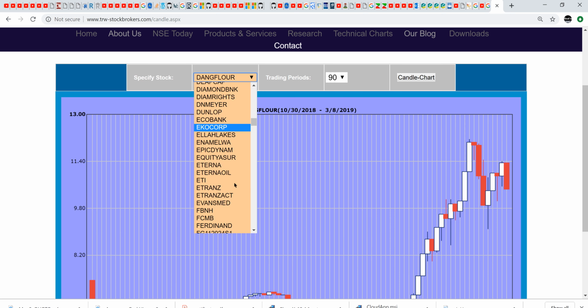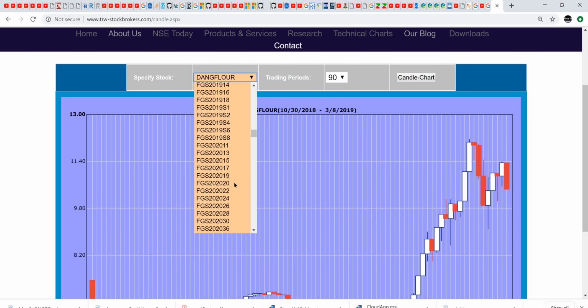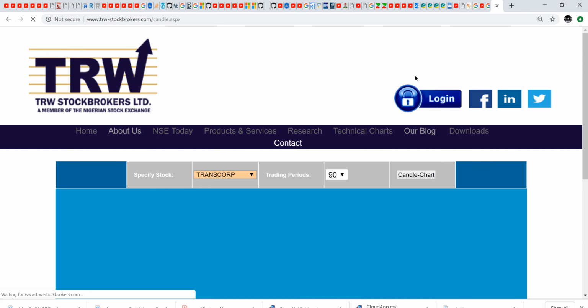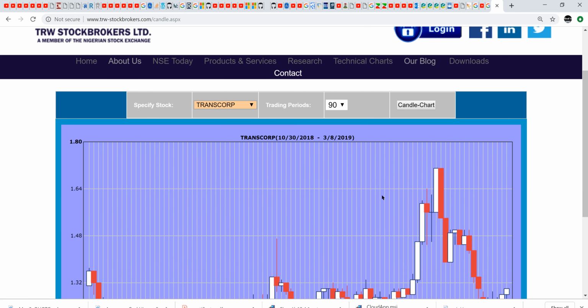I don't know. I think there is another stock. I'm just picking at random, to be honest. There's Transcorp as well. That's Transcorp Hilton in Abuja. So that's the triangle in Abuja. Sorry about that. So yeah, this is another stock again that you may want to look at.